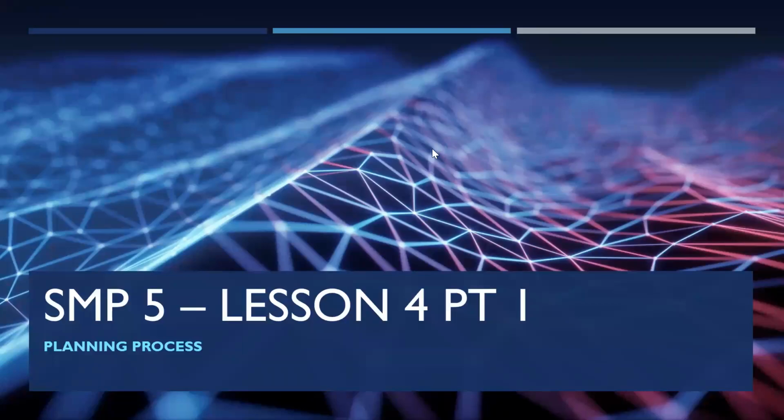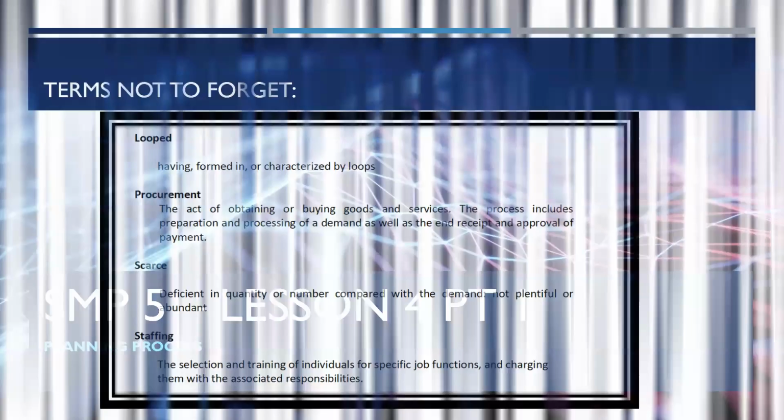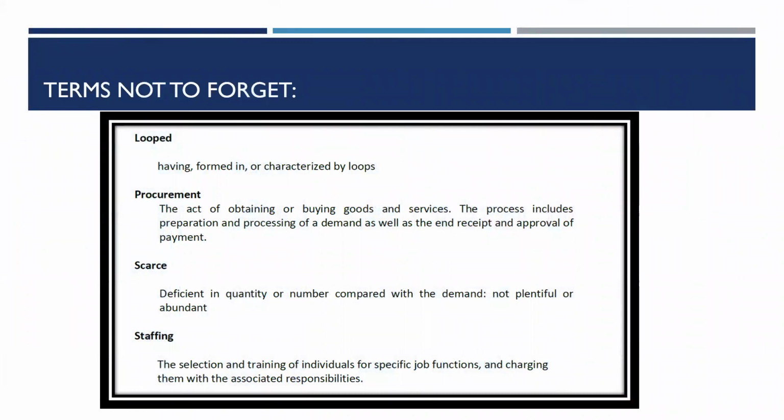So good morning. This will be our last lesson, still divided into two parts. The first part of lesson 4 is planning process. Now we have terms not to forget for this discussion. So loop, as you can see on the screen, loop having form in or characterized by loops, procurement, scars, staffing.